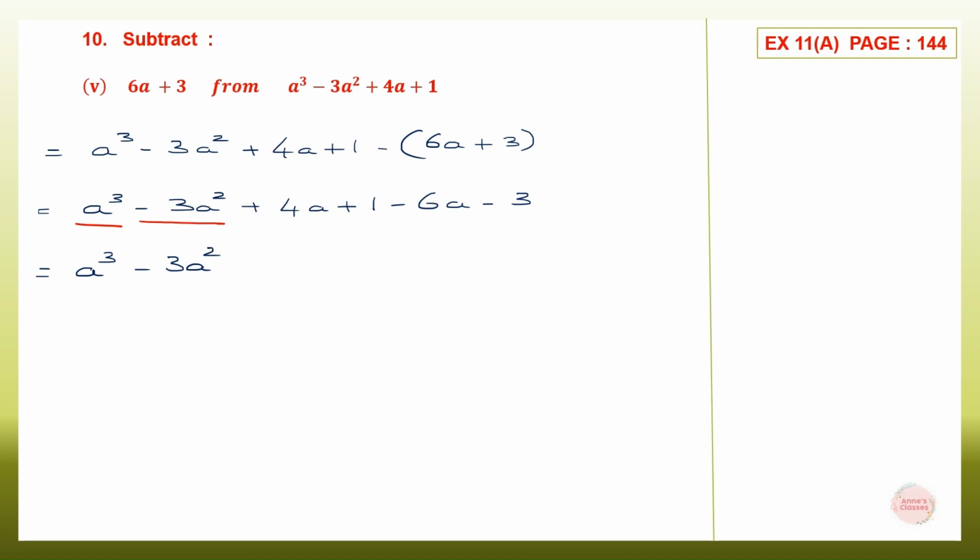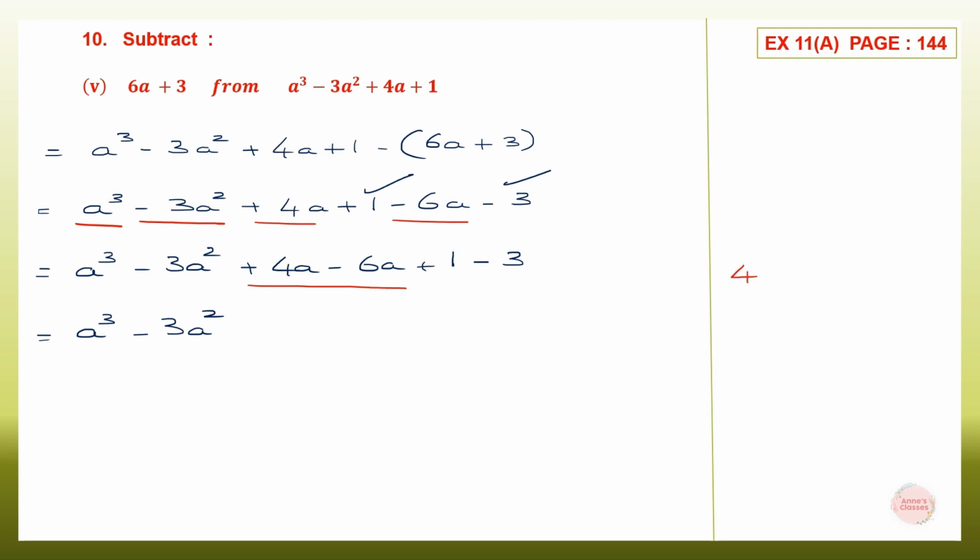So here we have plus 4a minus 6a. So let's write that. Plus 4a minus 6a. And then the numbers plus 1 and minus 3. Plus 1 minus 3. Okay, so let's work on the like terms. So this will be a cube minus 3a squared. No change here.